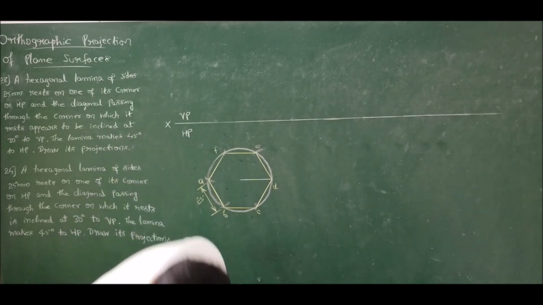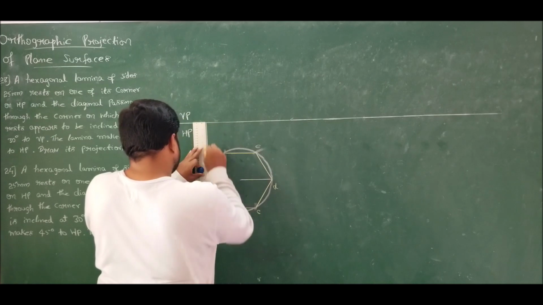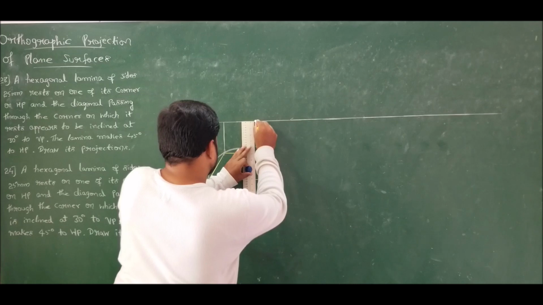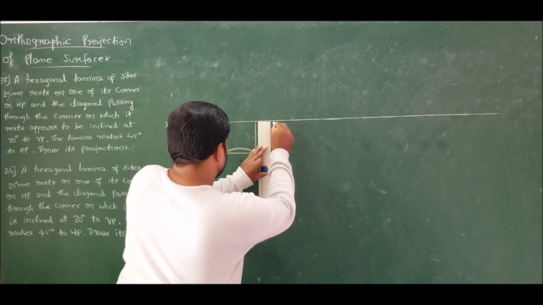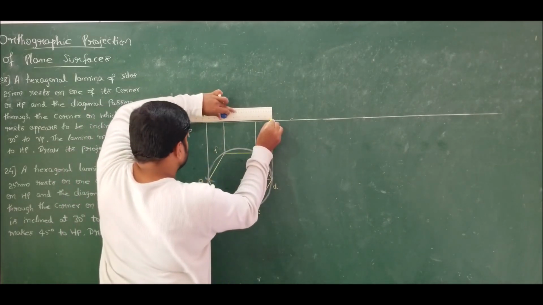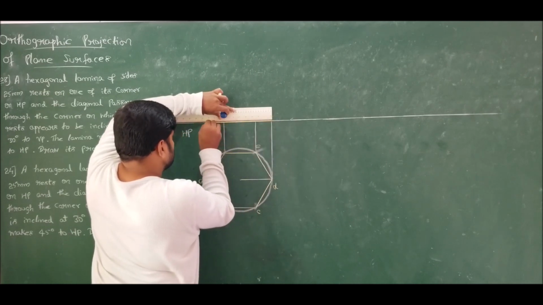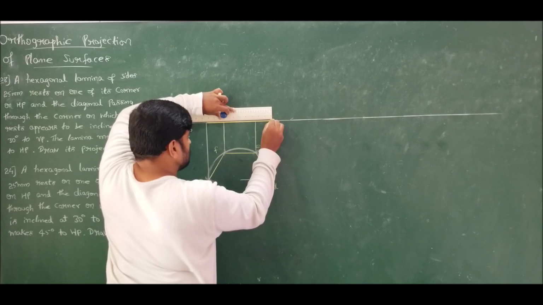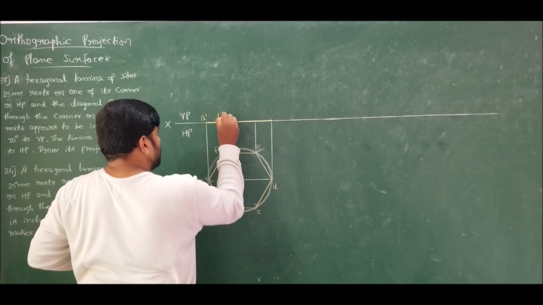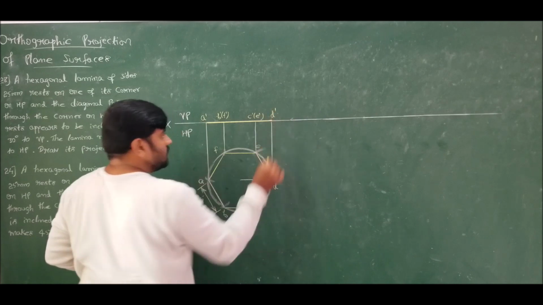Now take vertical projection and complete the front view. So take vertical projection. This completes the front view. This is A dash, B dash, F dash. We have C dash, E dash and D dash.